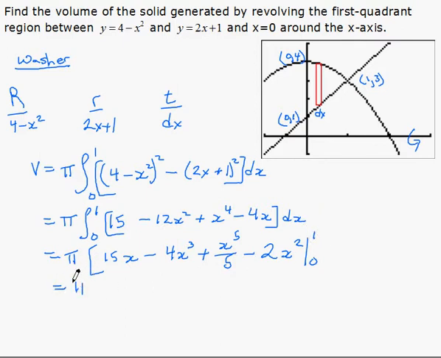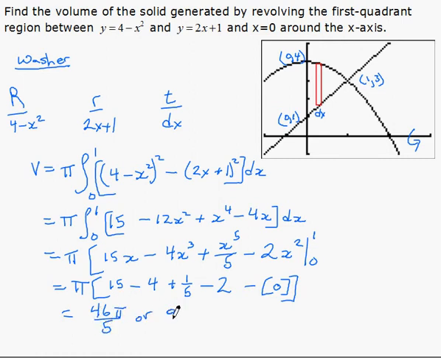Plugging in 1 leaves us 15 minus 4 plus 1 over 5 minus 2. Plugging in 0 gives us 0, so minus 0. And simplifying then, that's 46 pi over 5, or 9.2 pi units cubed.